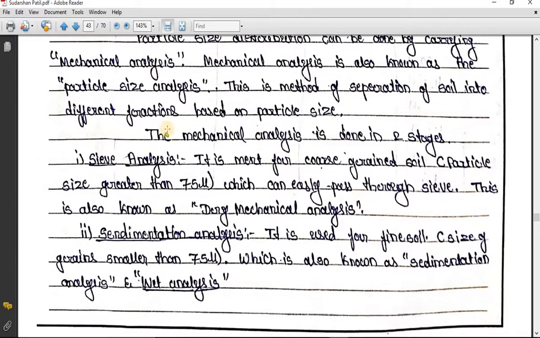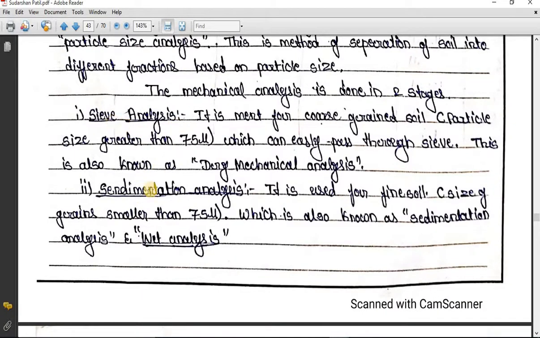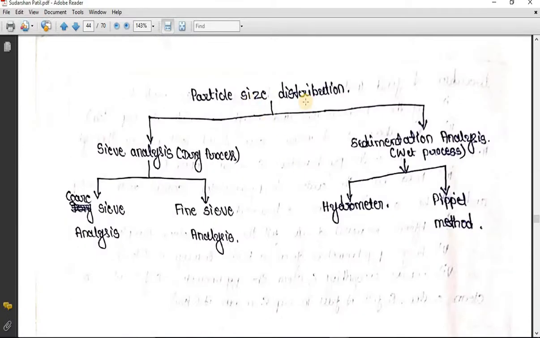We can carry out this particle size distribution in two steps: one is sieve analysis, another one is sedimentation analysis. Sieve analysis we can carry out for the particles which are greater than 75 micron, and sedimentation analysis we can carry out for the particle sizes which are smaller than 75 micron. Sedimentation analysis is also called wet analysis. Sieve analysis is also called dry analysis. So if I want to find out particle size distribution, sieve analysis, that is the dry process, is there, and sedimentation analysis, that is the wet process, is there.